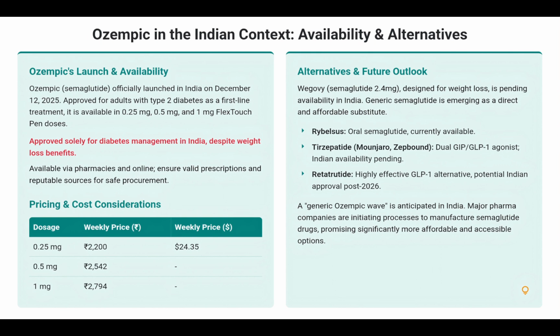Retatrutide, a triple agonist targeting GLP-1, GIP, and glucagon receptors, represents the cutting edge of metabolic pharmacology. Indian approval is anticipated post 2026. A generic Ozempic wave is anticipated in India with several major pharmaceutical companies initiating manufacturing processes. This promises to significantly improve both affordability and accessibility in the coming years.